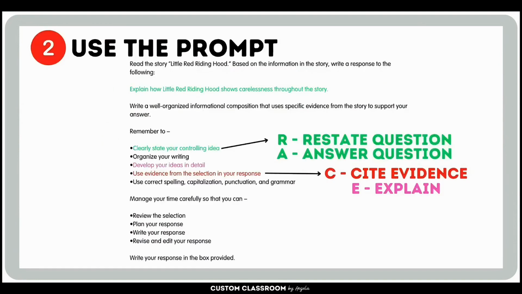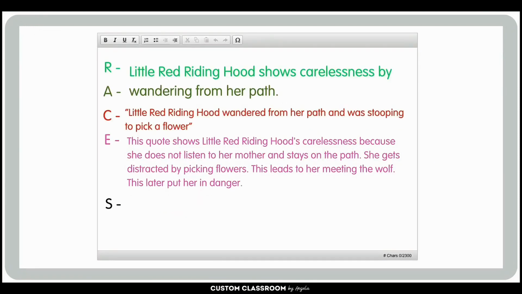All right, this takes us to the next step, which is to find a piece of quoted text evidence that supports our answer and follow it up with a sentence that explains how it supports the answer. So here I found this direct quote, Little Red Riding Hood wandered from her path and was stooping to pick a flower. And later on, she meets the wolf.